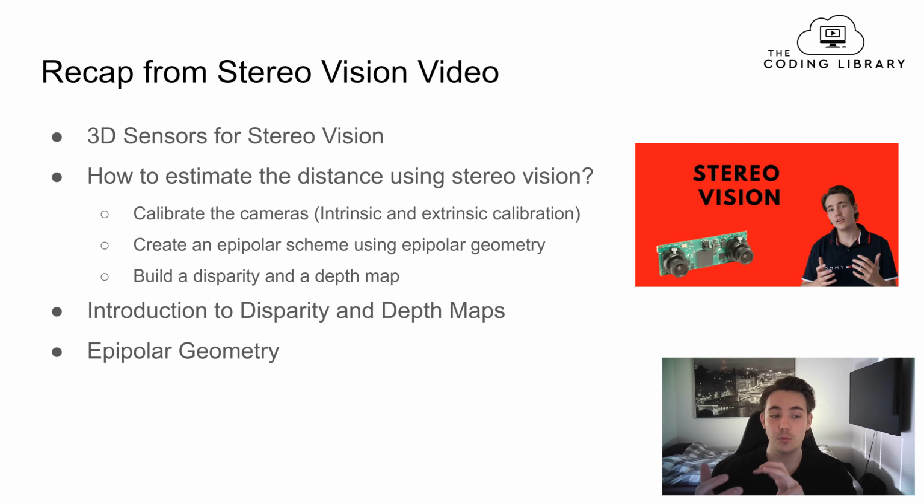And then after that, we're going to build a disparity map. So we're looking at the disparity from image frame 1 to image frame 2. And then from the disparity map, we can calculate the depth with some of the parameters that we have for our camera. That was more of an introduction to the disparity and depth maps, and then we're going to dive more deeply into it in this video, and we're going to show you how to do it in code. And then we also talked about epipolar geometry.